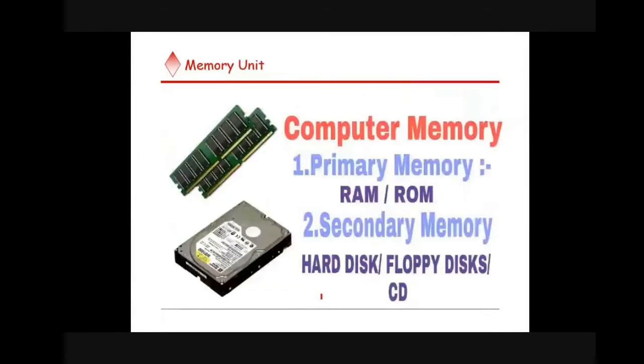Okay. Next one. What are the different types of memory present inside the computer system? Already you are familiar with the primary memory and the secondary memory. The memory present inside the system is called primary memory. Primary memory itself is of two types: random access memory, RAM, and ROM. RAM is random access memory, ROM is read-only memory.